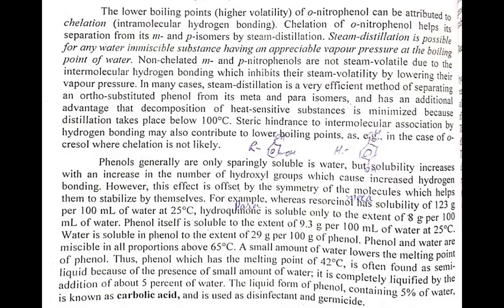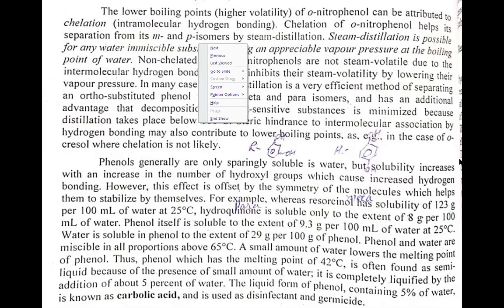When there is hydrogen bonding between two molecules, it's difficult to separate them, and some amount of energy or heat is required to separate the meta and para isomer molecules. But in the ortho isomer, molecules are already separate from each other because they have intramolecular hydrogen bonding, not intermolecular hydrogen bonding. So it's possible to separate the ortho isomer by steam distillation.